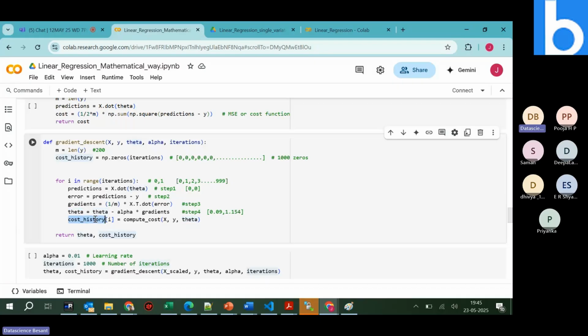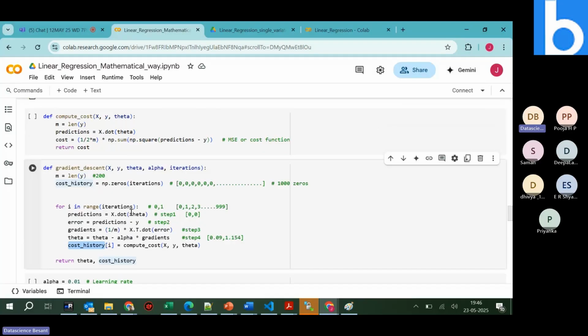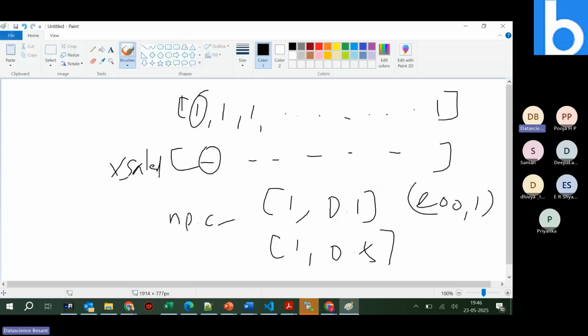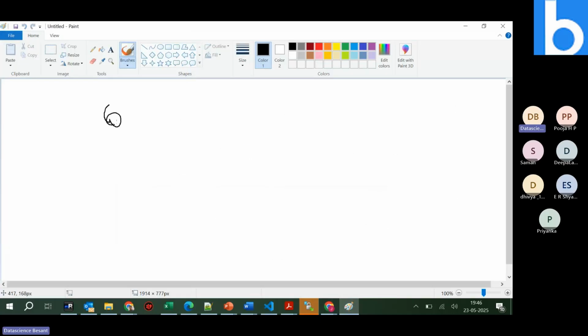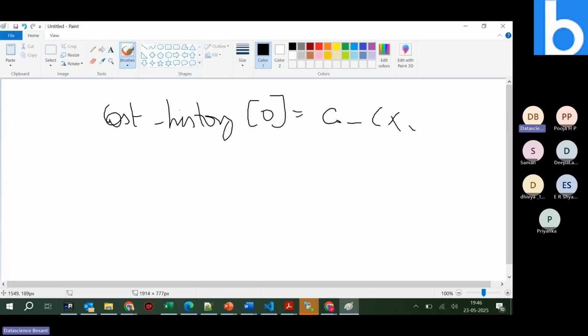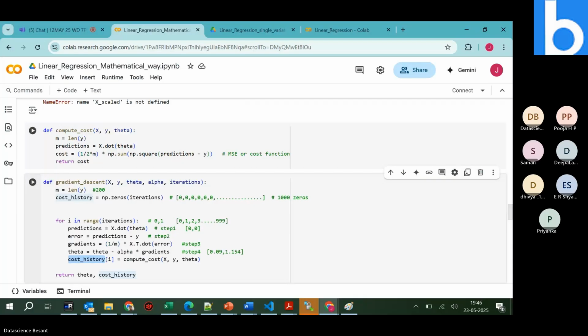So cost history of i is equal to compute cost x comma y comma theta. So I am calling this compute cost function. Now what will happen is something like this: cost history of 0 is equal to, because i is equal to 0, the compute cost function is called with x comma y comma theta value.